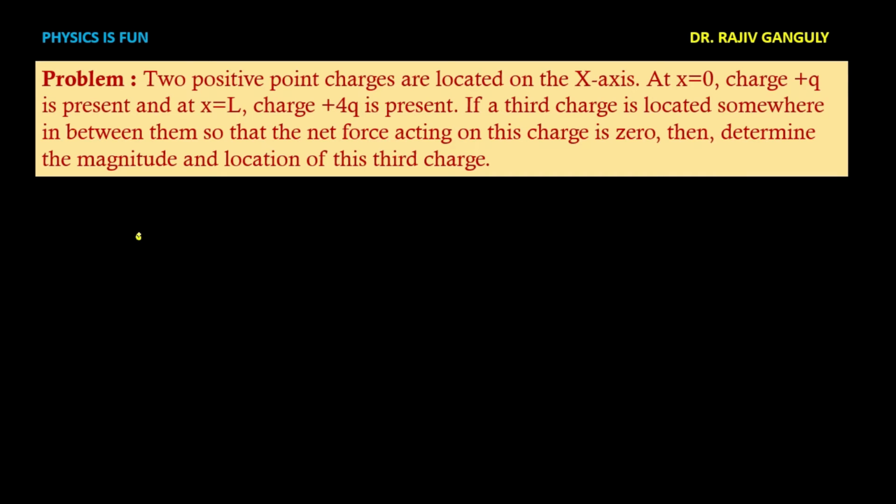So we draw the figure. So this is x equal to 0. At this x equal to 0, we have the charge plus q present, and at a certain distance given by x equal to L, we have the charge plus 4q present. So obviously the distance between them is L.